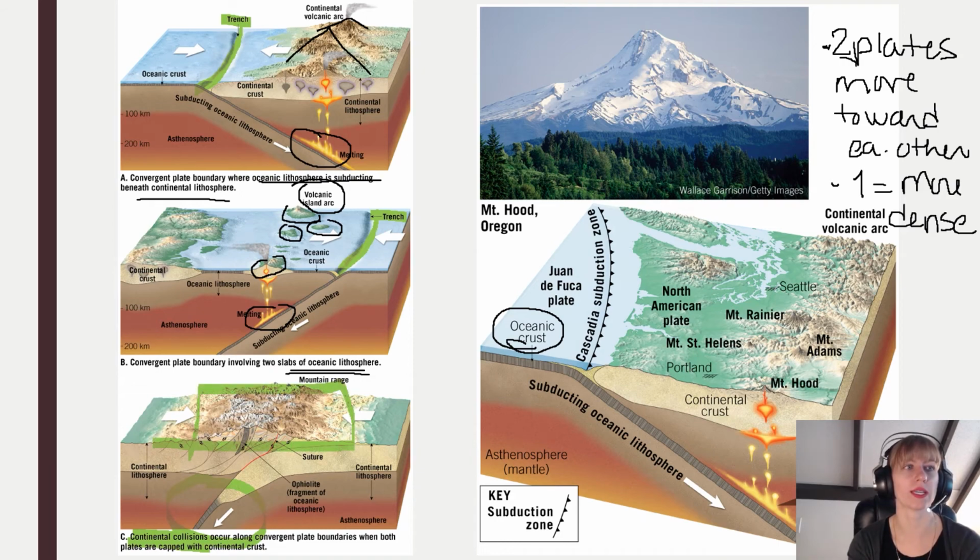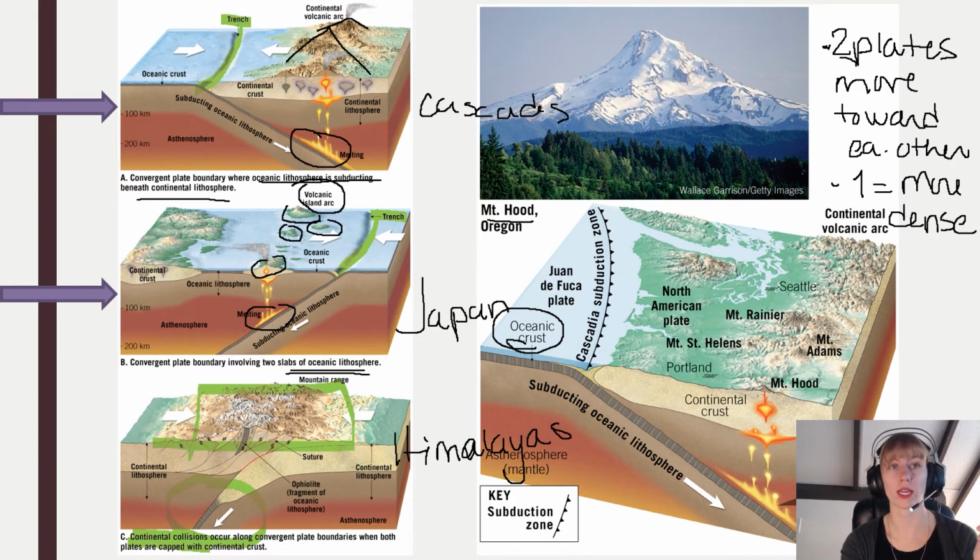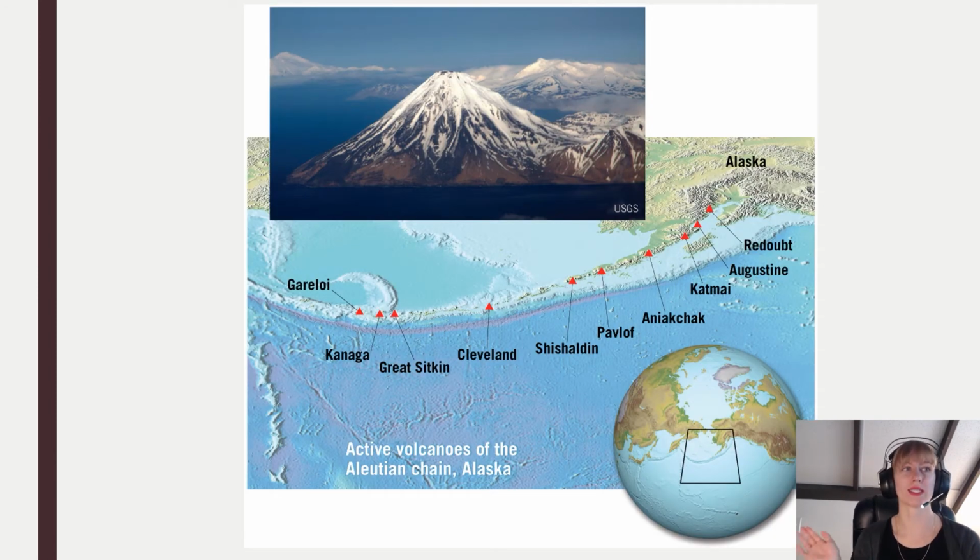So our example for each of these: the Cascades, like Mount Hood in Oregon, Japan for our island arcs, and the Himalayas. So again, continental versus oceanic, oceanic versus oceanic, continental versus continental. All right, so continental plus ocean. Example, Aleutian Islands.